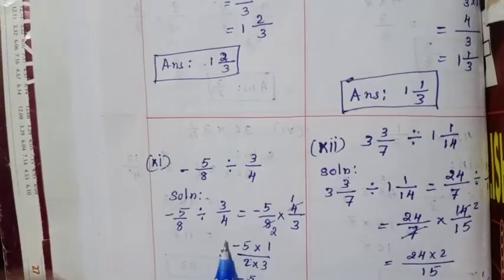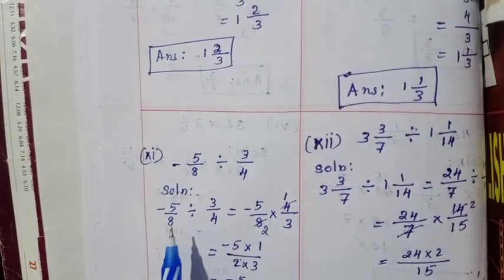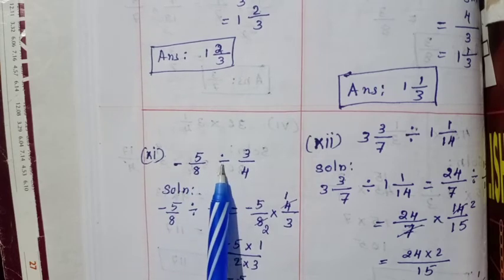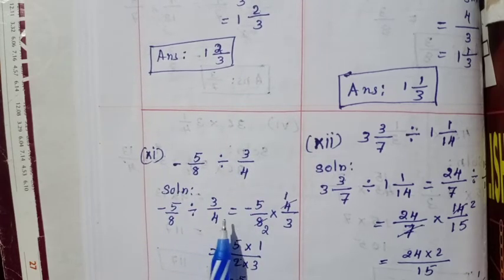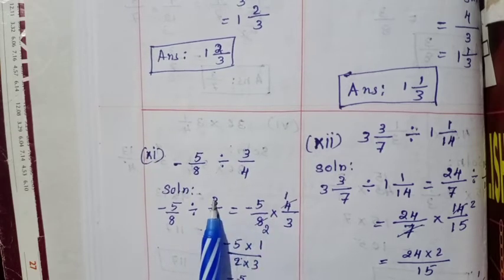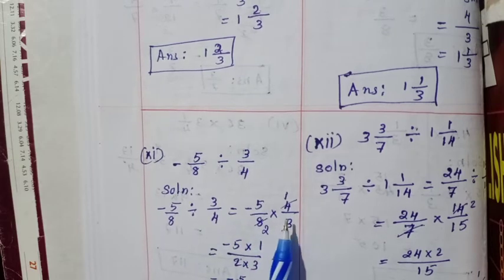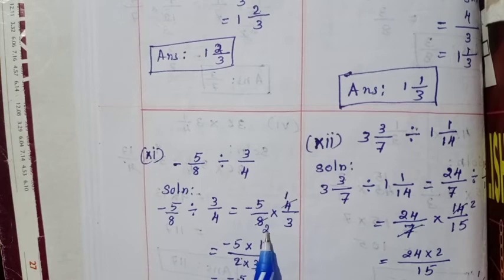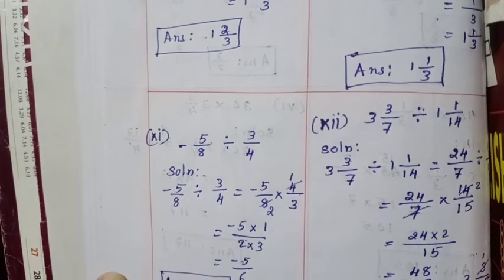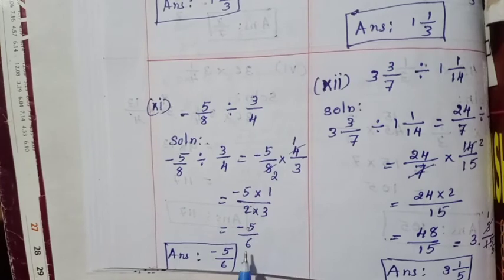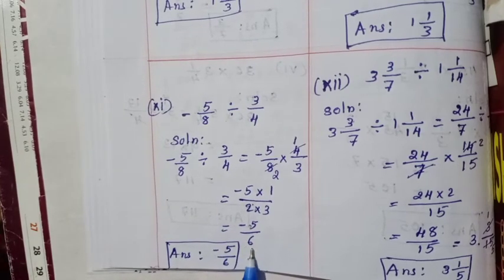Next, number 11. Minus 5 by 8 divided by 3 by 4. So first, minus 5 by 8, division changing into. Then the reciprocal of 3 by 4 is 4 by 3. Here we can divide 4 and 8. 4 how many times in 8? That is 2 times. Then no more numbers you can divide. So minus 5 into 1 in the numerator, 2 into 3 in the denominator. Then minus 5 into 1 is minus 5, so minus 5 by 6 is the answer.